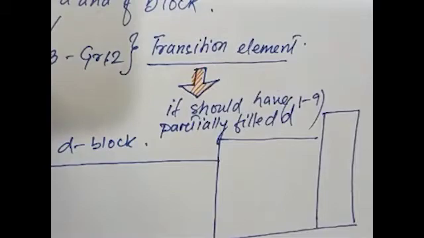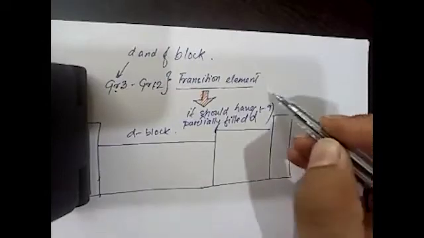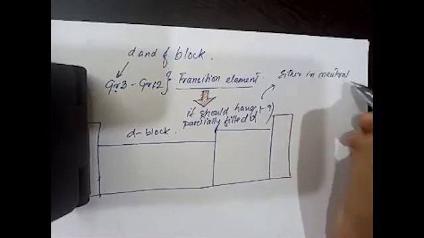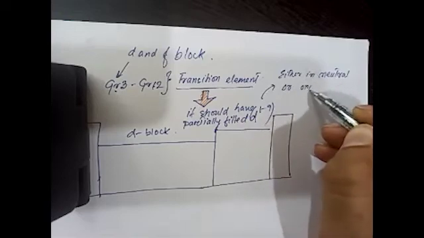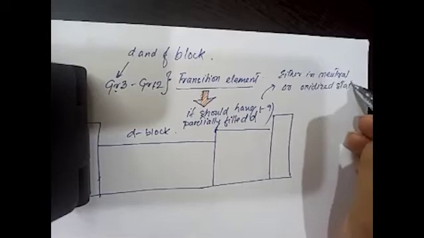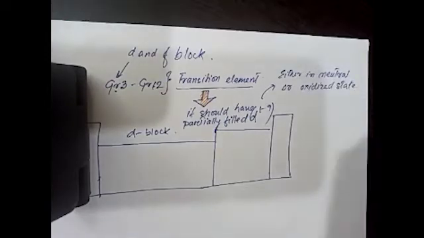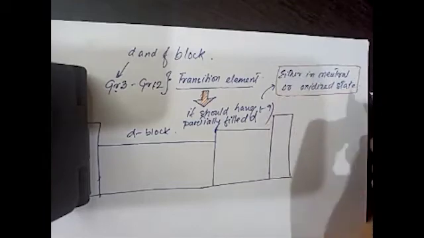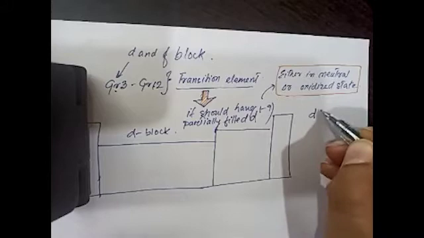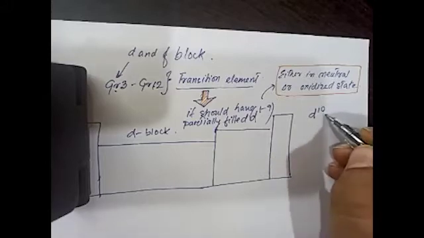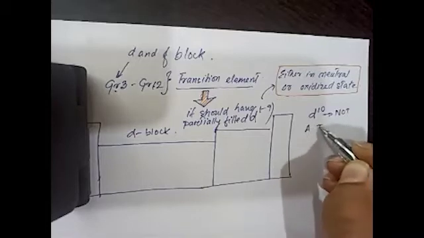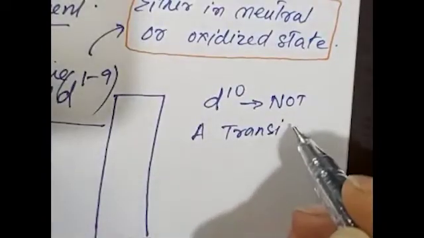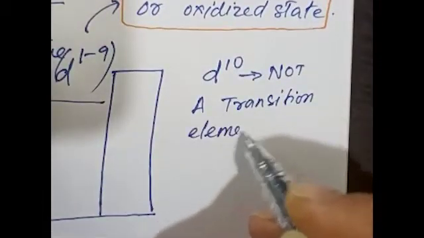Now in which state? Either in neutral or oxidized state. Either in neutral state or oxidized state, it should have partially filled d orbitals. If it has d10 only, if it has a d10 configuration completely, then it is not a transition element.